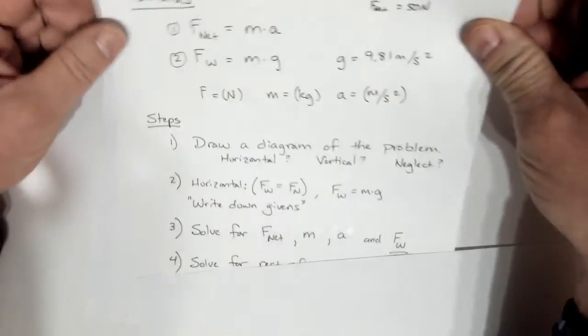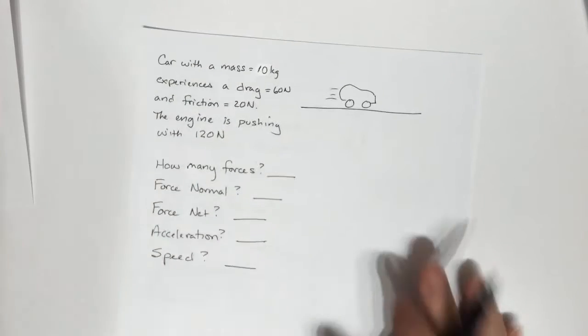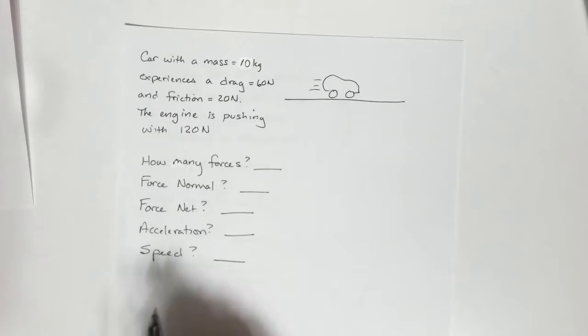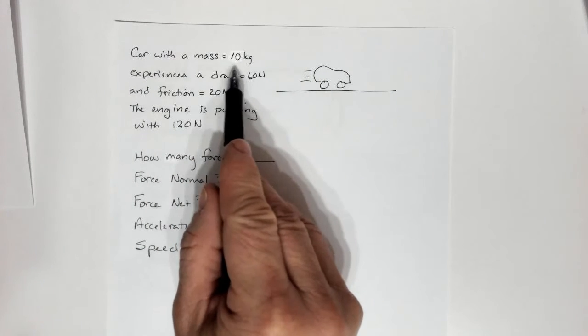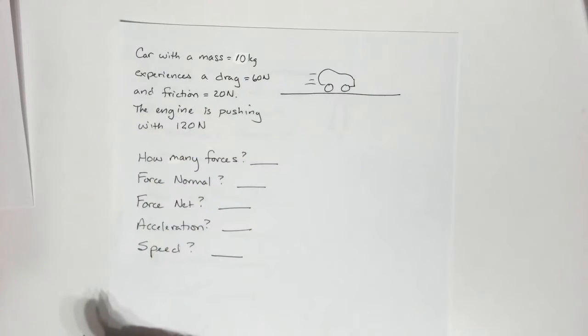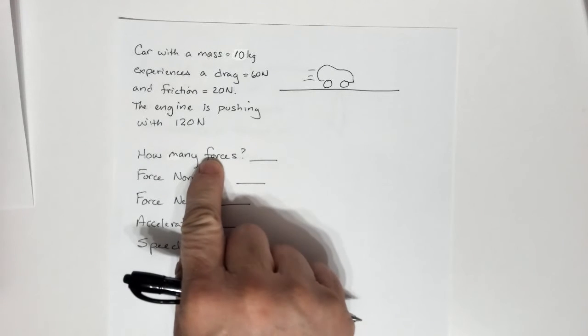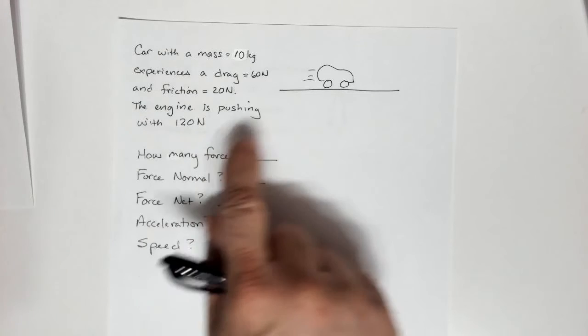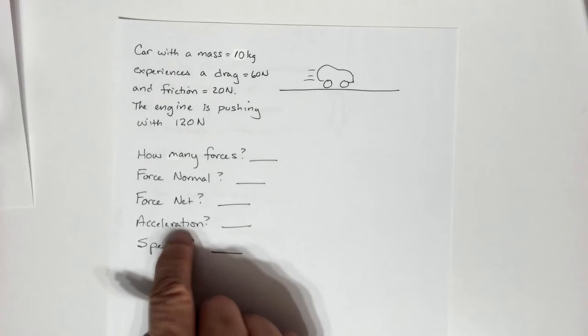I'm going to do two problems, a horizontal problem and a vertical problem. So here we go. Here's a very typical problem in Positive Physics. A car with a mass of 10 kilograms experiences a drag of 60 newtons and a friction of 20 newtons on the road. The engine is pushing with 120 newtons. And the questions they'll ask in Positive Physics: how many forces are acting in this situation? What's the normal force? What's the net force? What's the acceleration?